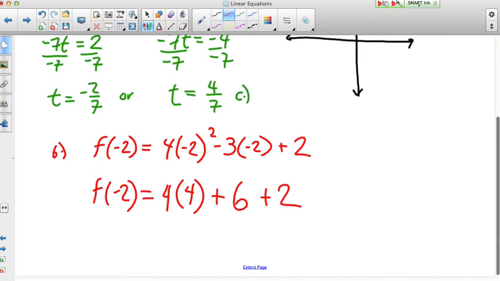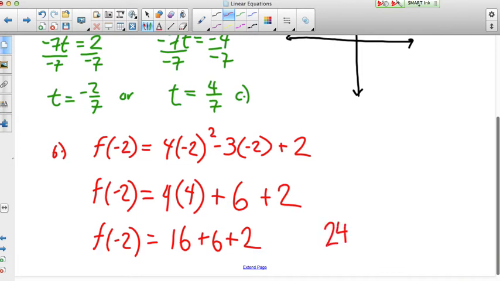So f of negative 2 equals, follow order of operations, 4 times 4 equals 16, plus 6, plus 2. And I can just add straight across. 16 plus 6 plus 2 gives me 24.